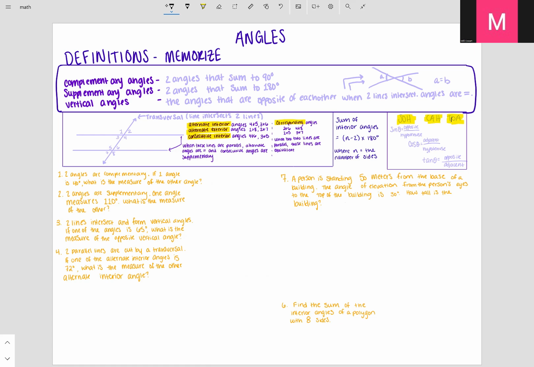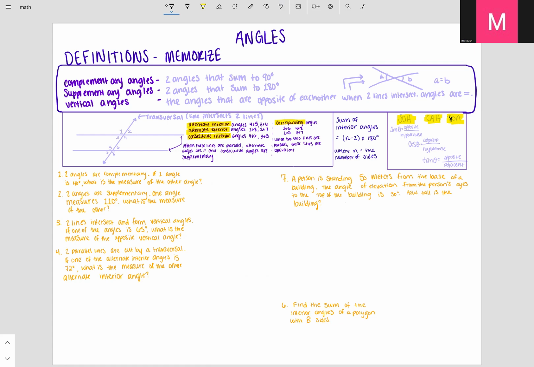Additionally, we have a formula right here about finding the sum of the interior angles, which means that when you have a shape like an octagon or something, you might want to find out the degrees of all of the interior angles. Like in a circle, it's 360 degrees, but in an octagon, it might not necessarily be the same degrees. And this is the formula to find that, where n is the total number of sides.